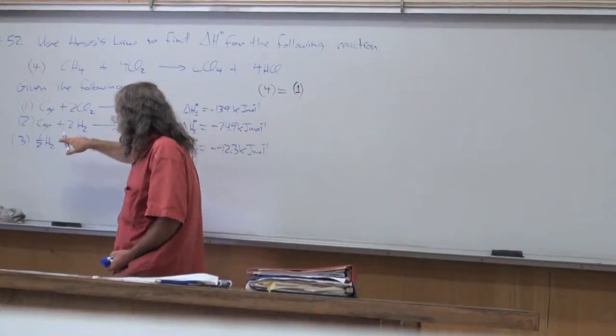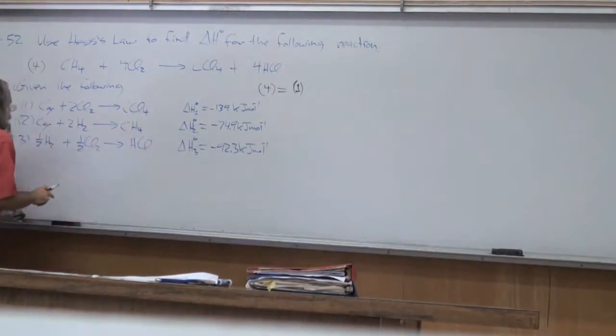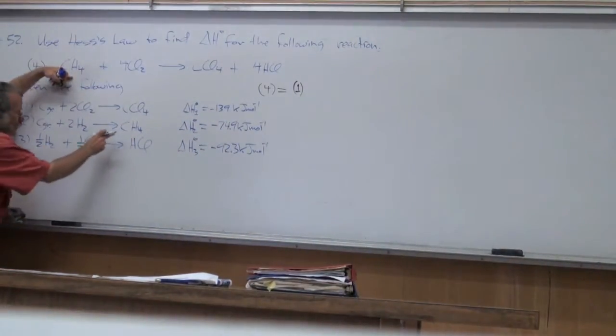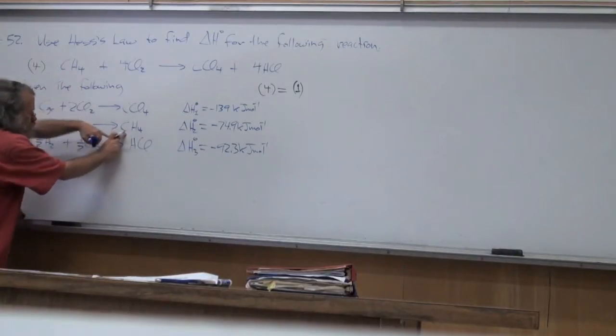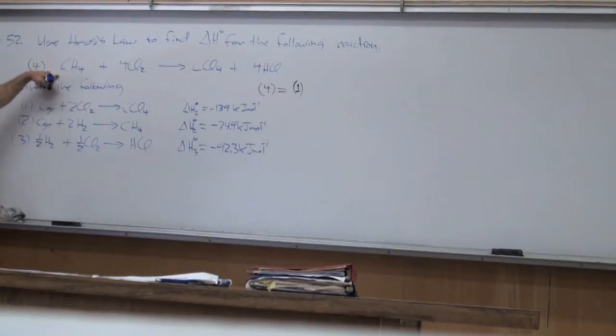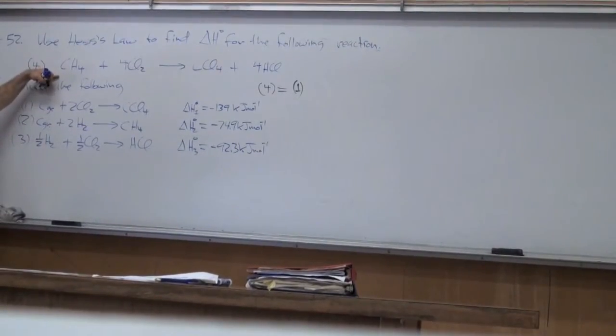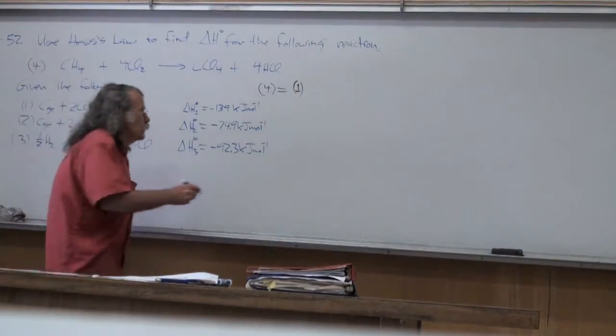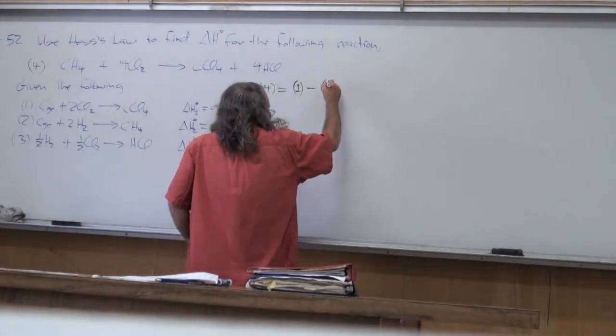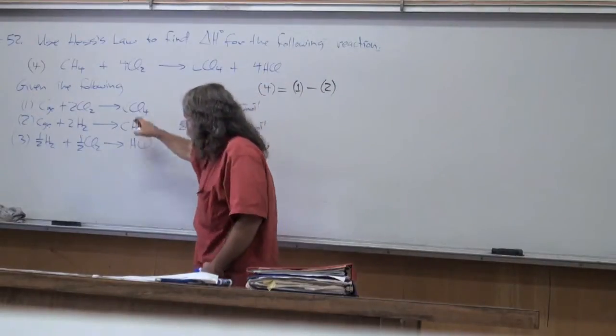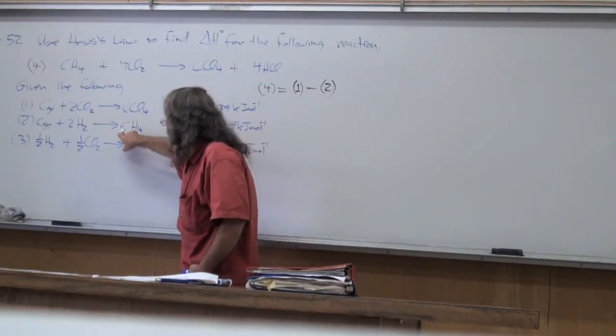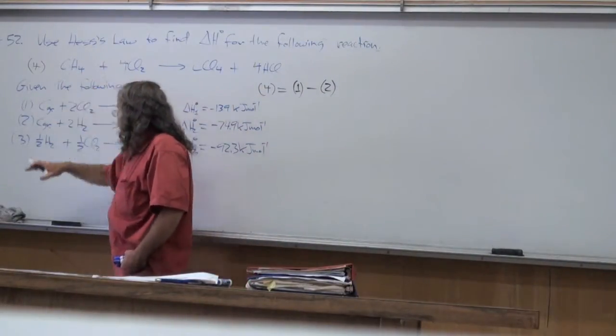Now I'm going to look for methane in reaction 2. In reaction 2, I've got 1 methane, but it's a product. In the actual reaction 4, I have 1 mole of methane, but it's a reactant. So what do I have to do? I reverse the reaction. So it's going to be minus 2. I didn't have to multiply it times anything, because this is 1 mole of methane, 1 mole of methane.